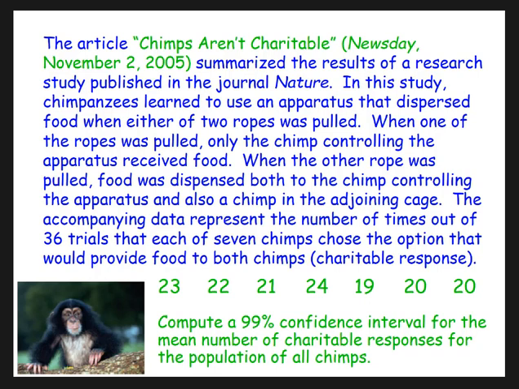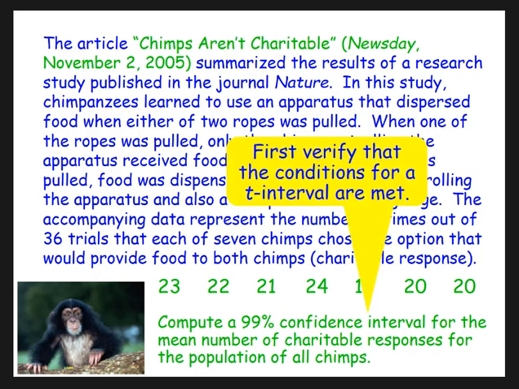The accompanying data presented the number of times out of 36 trials that each of 7 chimps chose the option that would provide food to both chimps, in other words, the charitable response. So let's compute the 95% or 99% confidence interval for the mean number of charitable responses for the population of chimps. So first we need to verify that this is met.